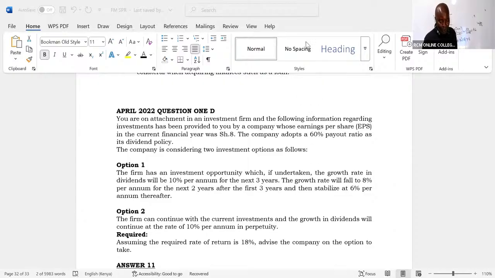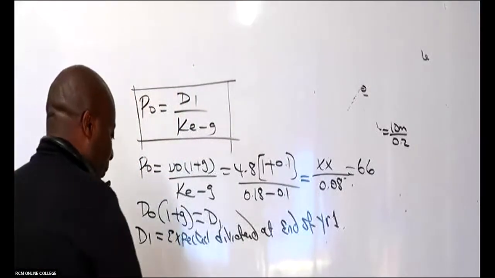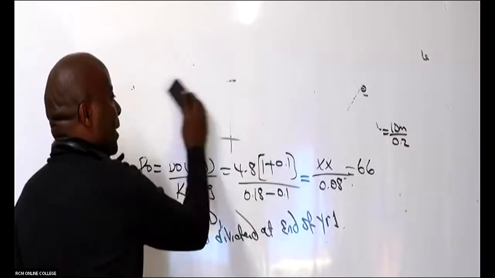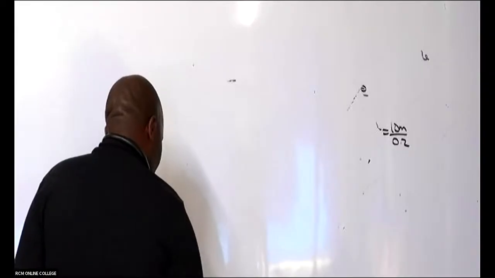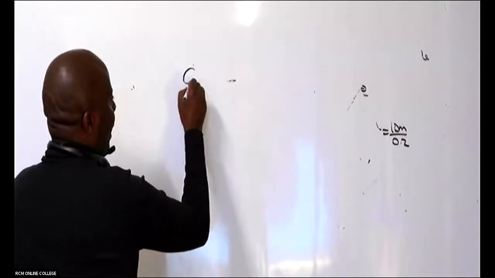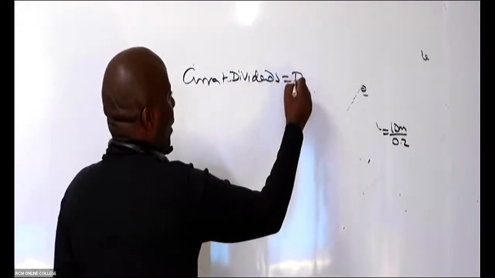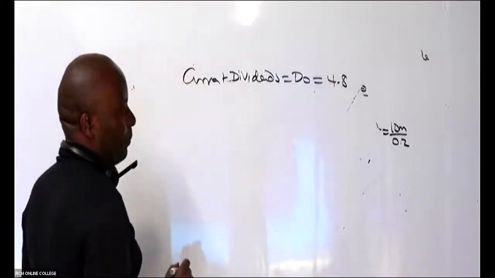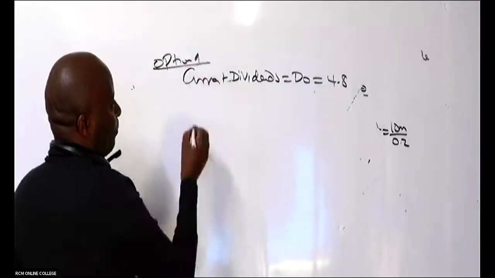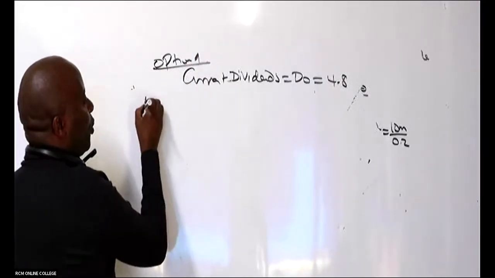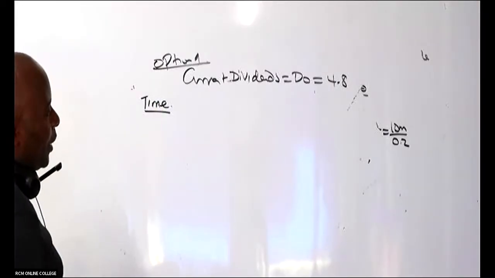Now, please listen to me very well. Remember, we have current dividends. The current dividends, what we are calling our D0, is 4.8. So remember, this is option one. For option one, I will come and write time.